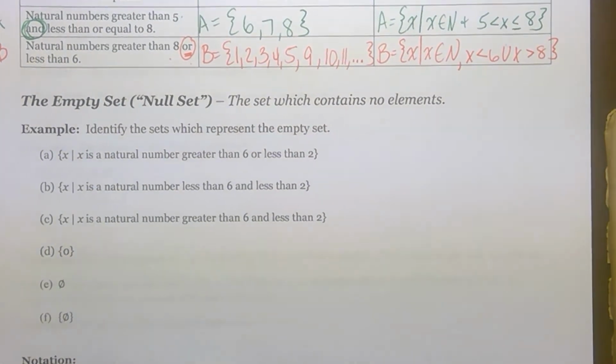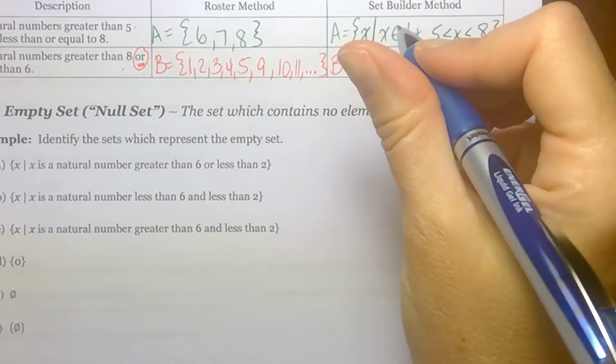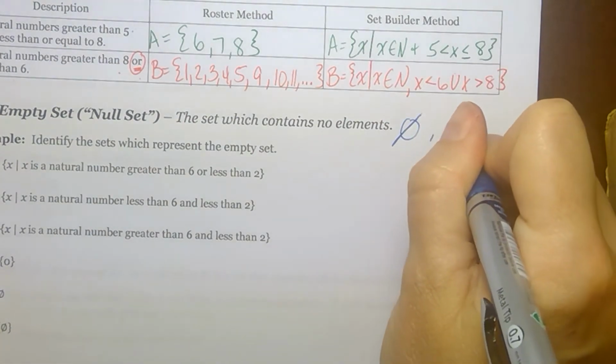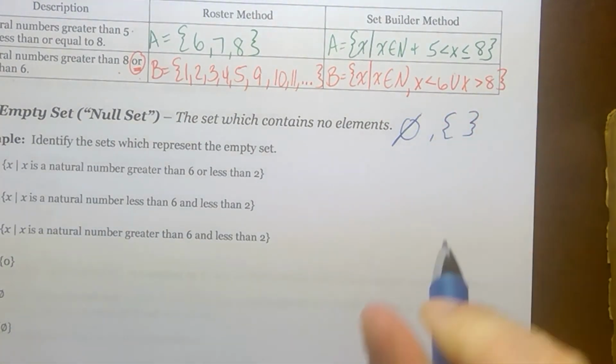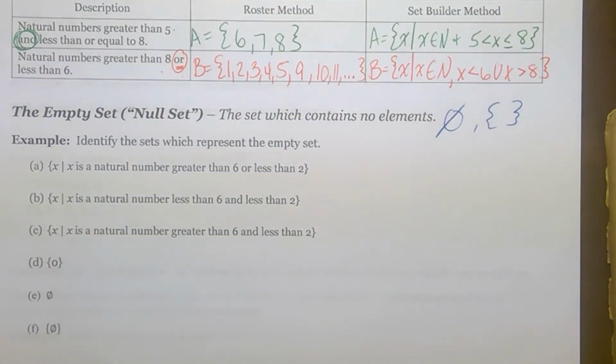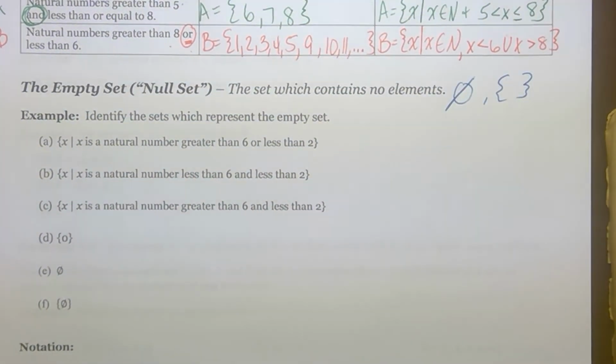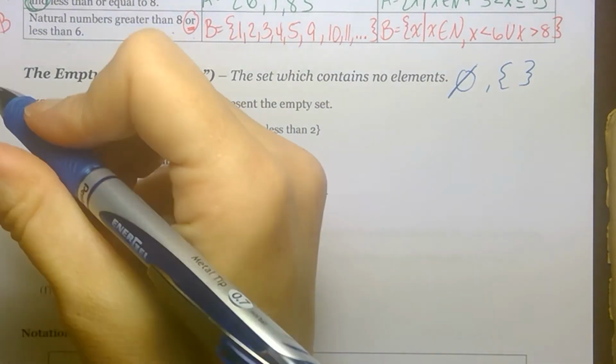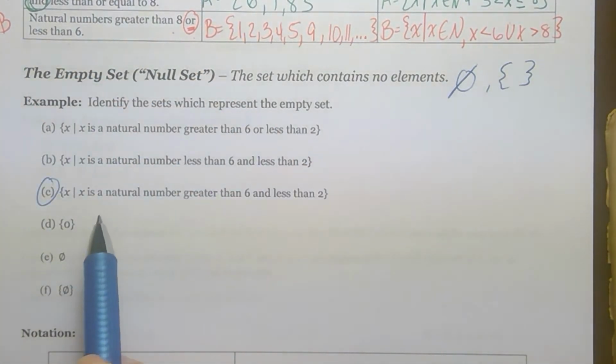All right, let's discuss the empty or the null set. Remember, my symbol for the empty or null set would be the 0 with a backslash, or empty fancy braces. Either one of those works as my symbol for the null set. I have A through F. Pick the ones that represent the empty set. Well, there are 2. C represents the empty set.